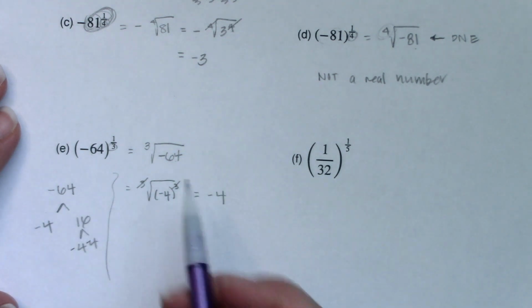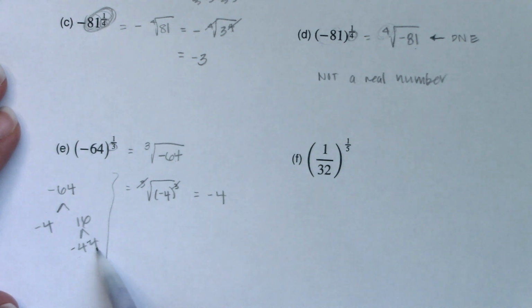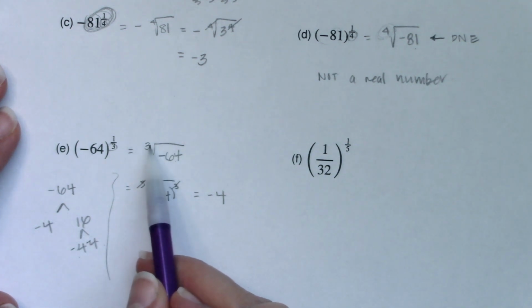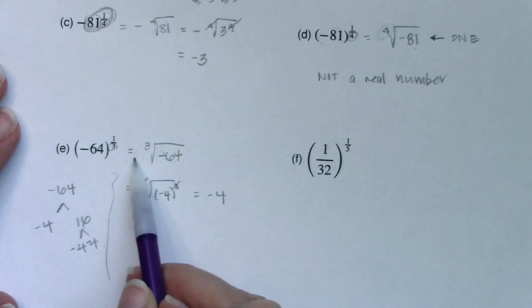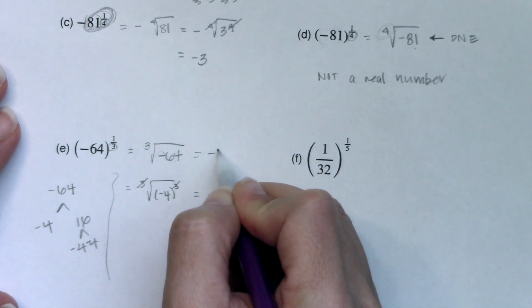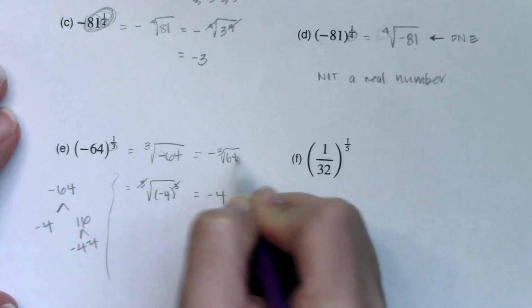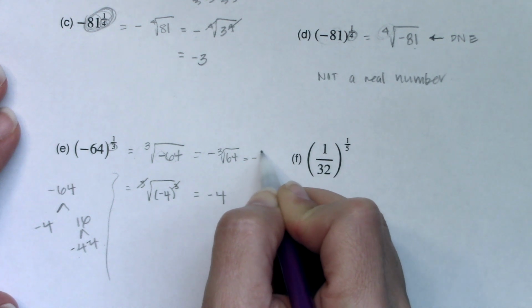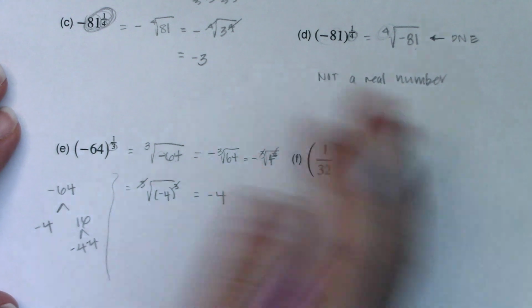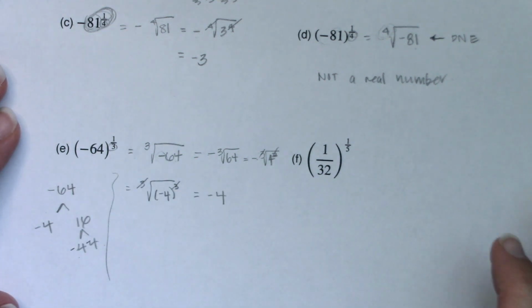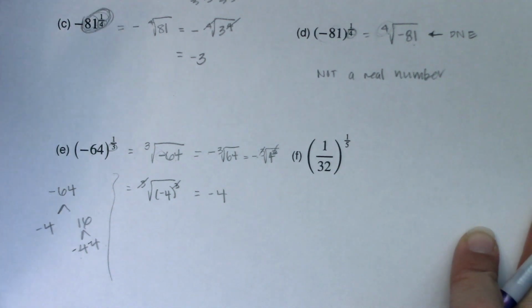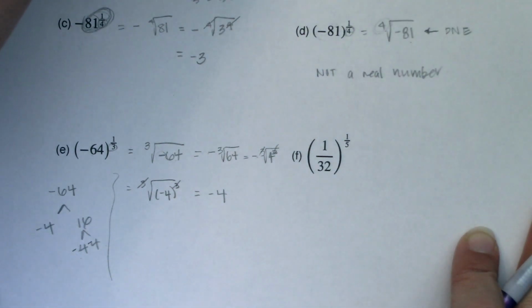And if you're thinking, I don't know that I would have broken this down into negative 4, negative 4, negative 4, just keep in mind with the odd index, if you have a negative, that negative can jump out. So I could also simplify this to be negative the cube root of 64, and then it's the opposite of the cube root of 4 cubed. Those cancel, and that leaves me with negative 4. Depending on how your brain works, that might be an easier way for you to simplify that expression.